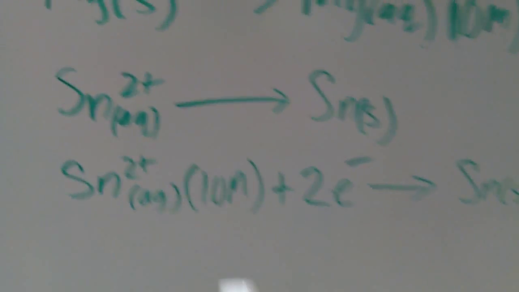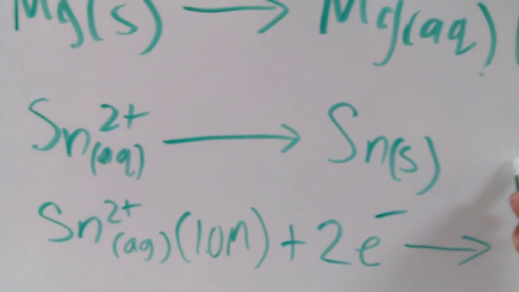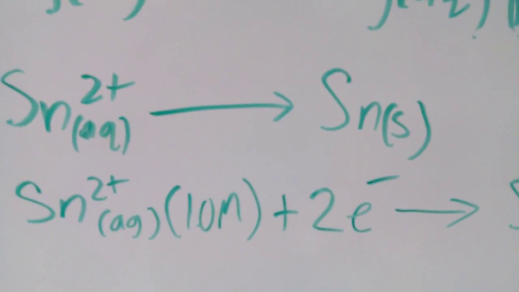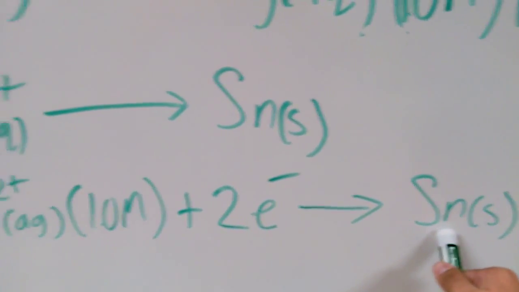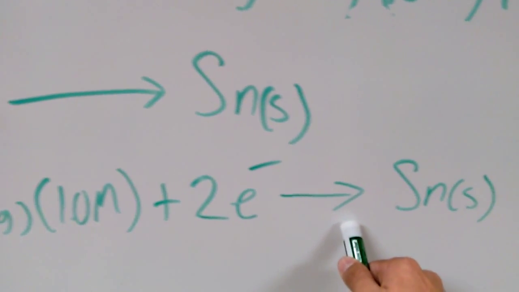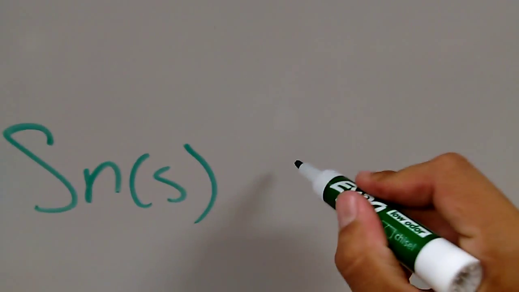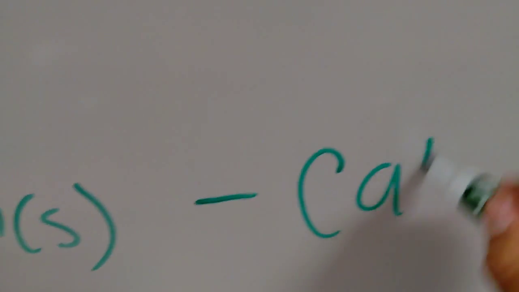And as you can see, you're taking on 2 electrons. With your 2 electrons, you're actually gaining electrons, as you can see here. So this tin is taking in your electrons, yielding all the way to here. So you're actually gaining your electrons. So we know this is our cathode.